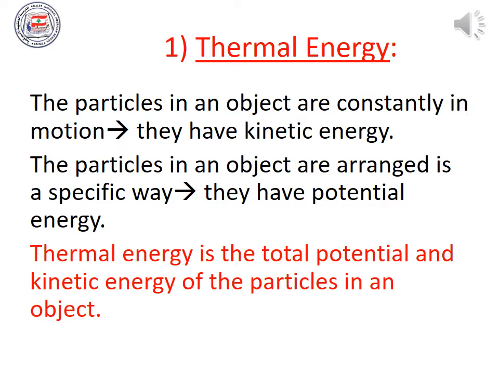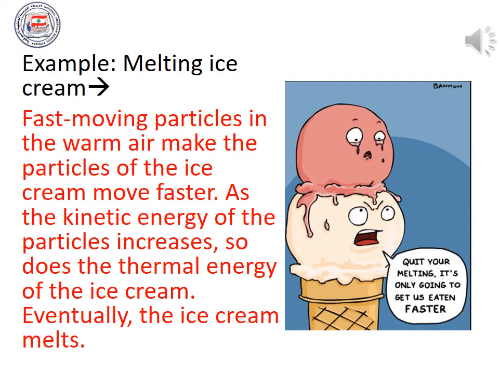So particles in an object are moving and they are arranged in a specific way. So they have kinetic energy and potential energy. The total potential and kinetic energy of all the particles in an object is called thermal energy. An example associated with thermal energy is when ice cream melts. You might have wondered why your ice cream melts on a hot day.